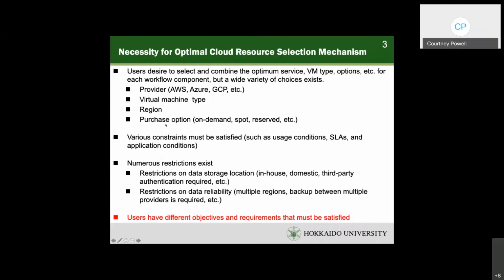In addition to that, the users need to satisfy various constraints, and especially when dealing with genome data, there are numerous restrictions on the data storage location, where the data can be executed, etc. So we can see that users have different objectives and requirements that must be satisfied.